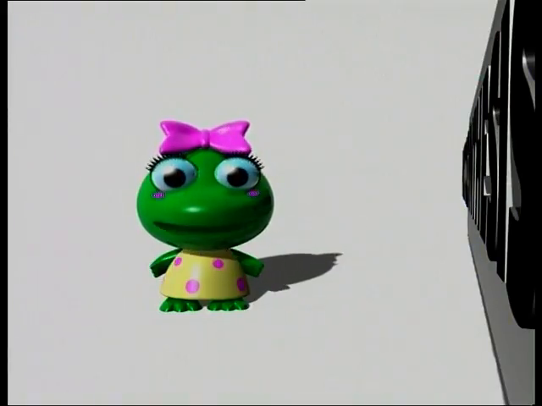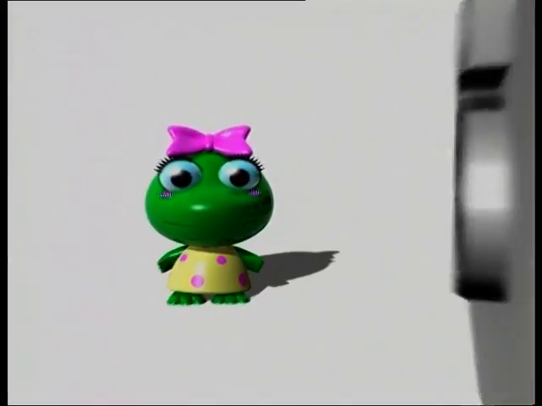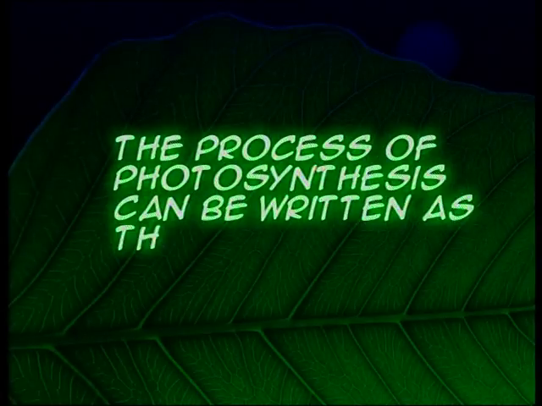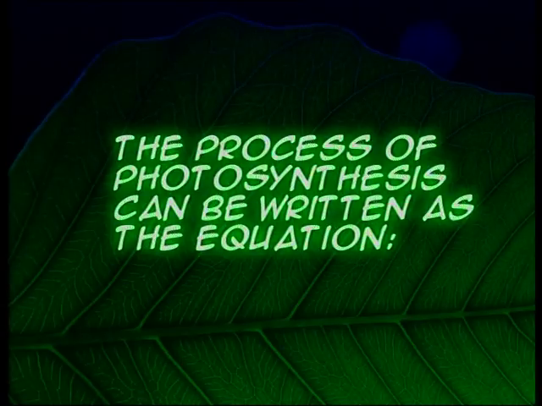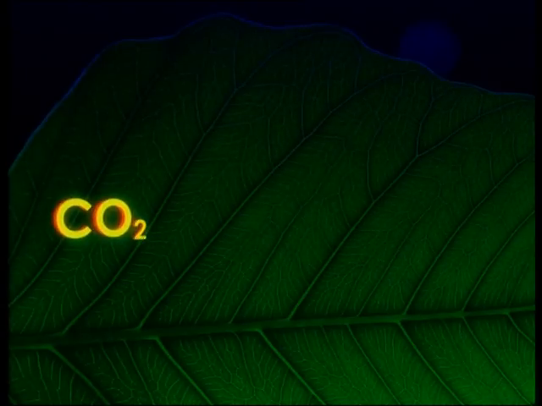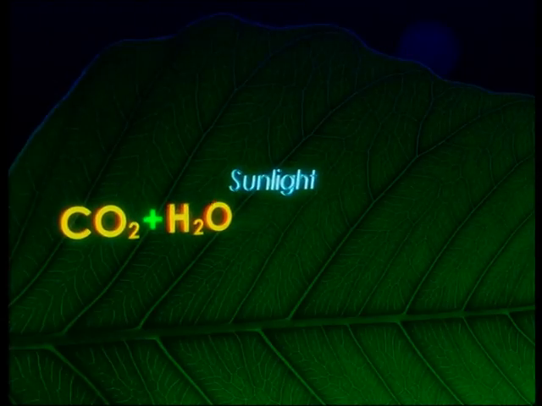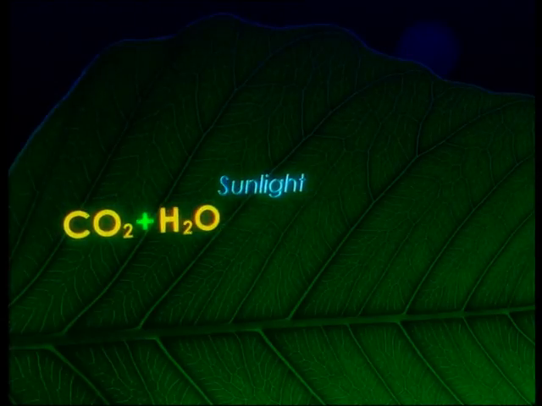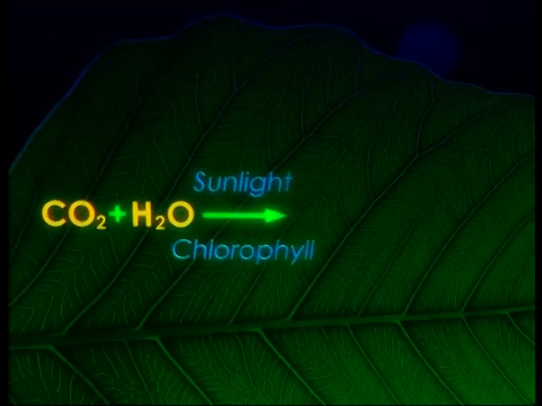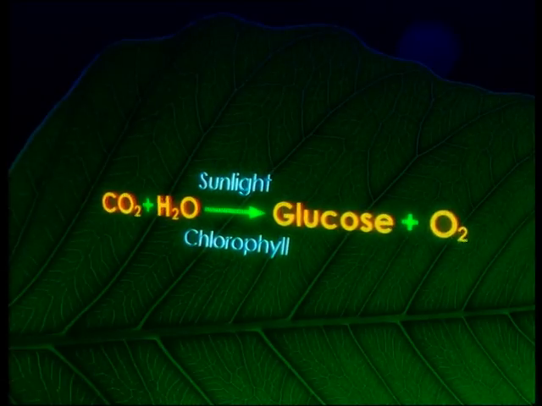Photosynthesis takes place in the leaf of a plant. The process of photosynthesis can be written as the equation: carbon dioxide plus water, and using the energy from sunlight captured by the chlorophyll in leaves, will produce glucose and oxygen.